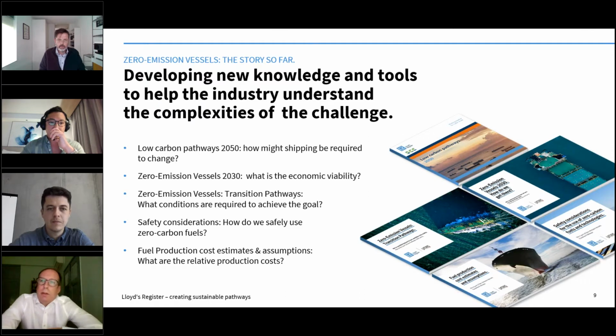We as LR, we have not stood still. We have published a variety of papers now to enable the industry to gain knowledge and understanding, and also perhaps look at the framework that we as Lloyd's Register have developed to assess the availability and the feasibility of fuel transitions. Some of the publications that we published were Low Carbon Pathways 2050, How Might Shipping Be Required to Change, Zero Emission Vessels 2030, What is the Economic Viability, and a variety of other interesting publications which the industry can freely obtain through the Lloyd's Register website.